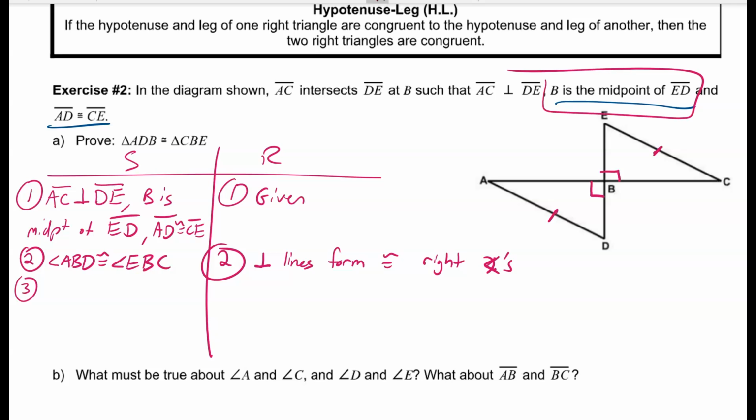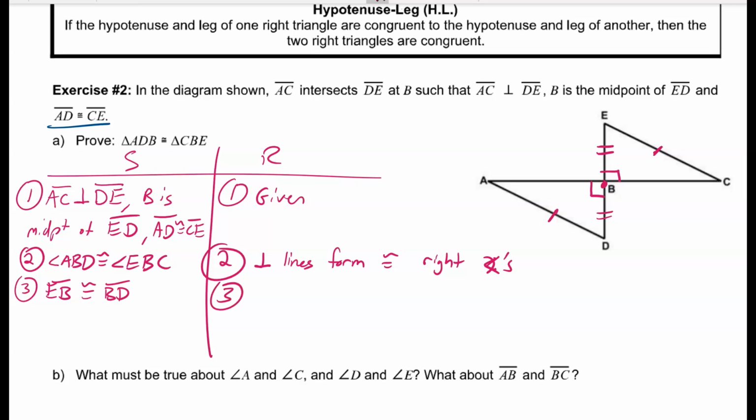Notice that I didn't use B is the midpoint of ED yet. So if B is the midpoint of segment ED right there, that just means that it's cutting it in half. So I can make the inference that EB is congruent to BD. That's going to be my next statement here. EB congruent to BD. And the reason I know that is because it's the definition of a midpoint. So you could say midpoint divides a segment into two congruent parts. I'm going to use a little bit of shorthand here. Midpoint cuts a segment in half.